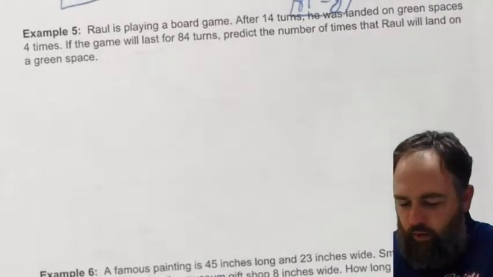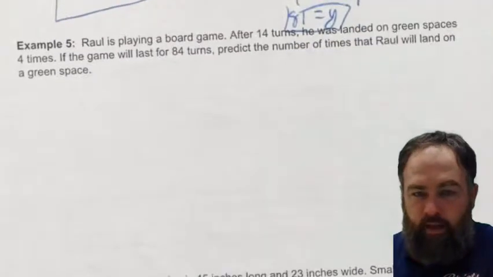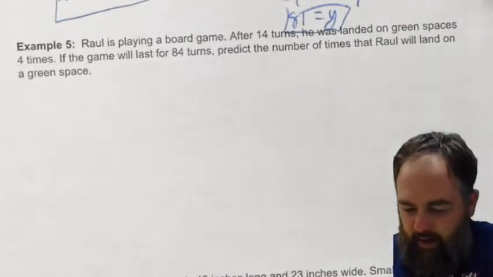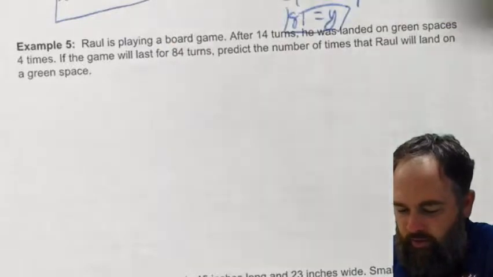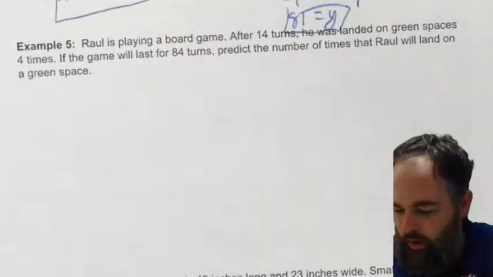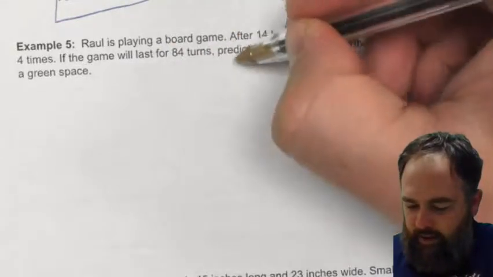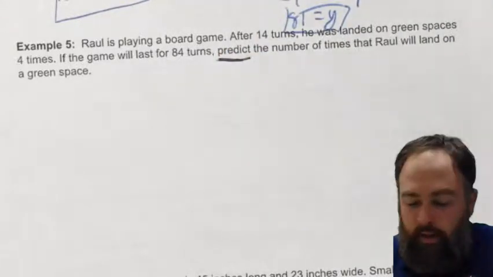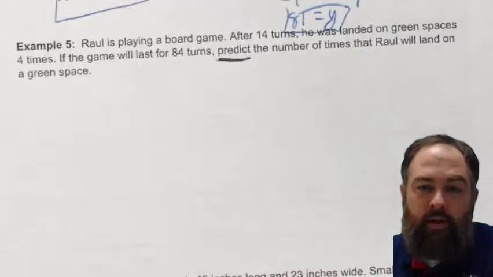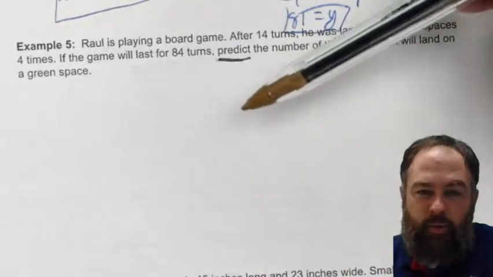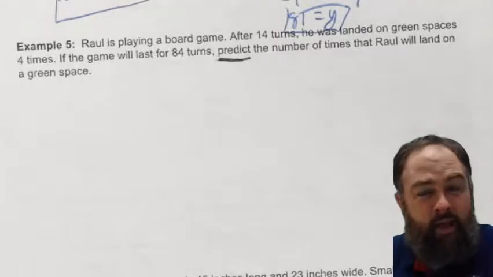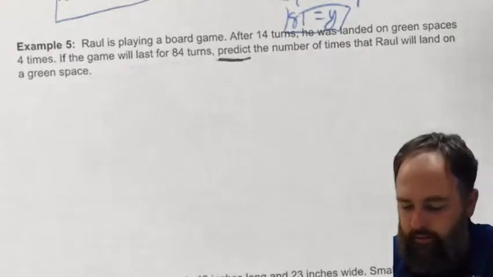So Raul is playing a board game. After 14 turns, he landed on green spaces 4 times, and if the game will last for 84 turns, predict the number of times that Raul will land on a green space. I love this word predict here, because that's what proportions can be used for in many cases, is to do predictions. Let what's happened in the past help you predict what's going to happen in the future. Not always scientifically or statistically accurate, but it does give us a good baseline for things.